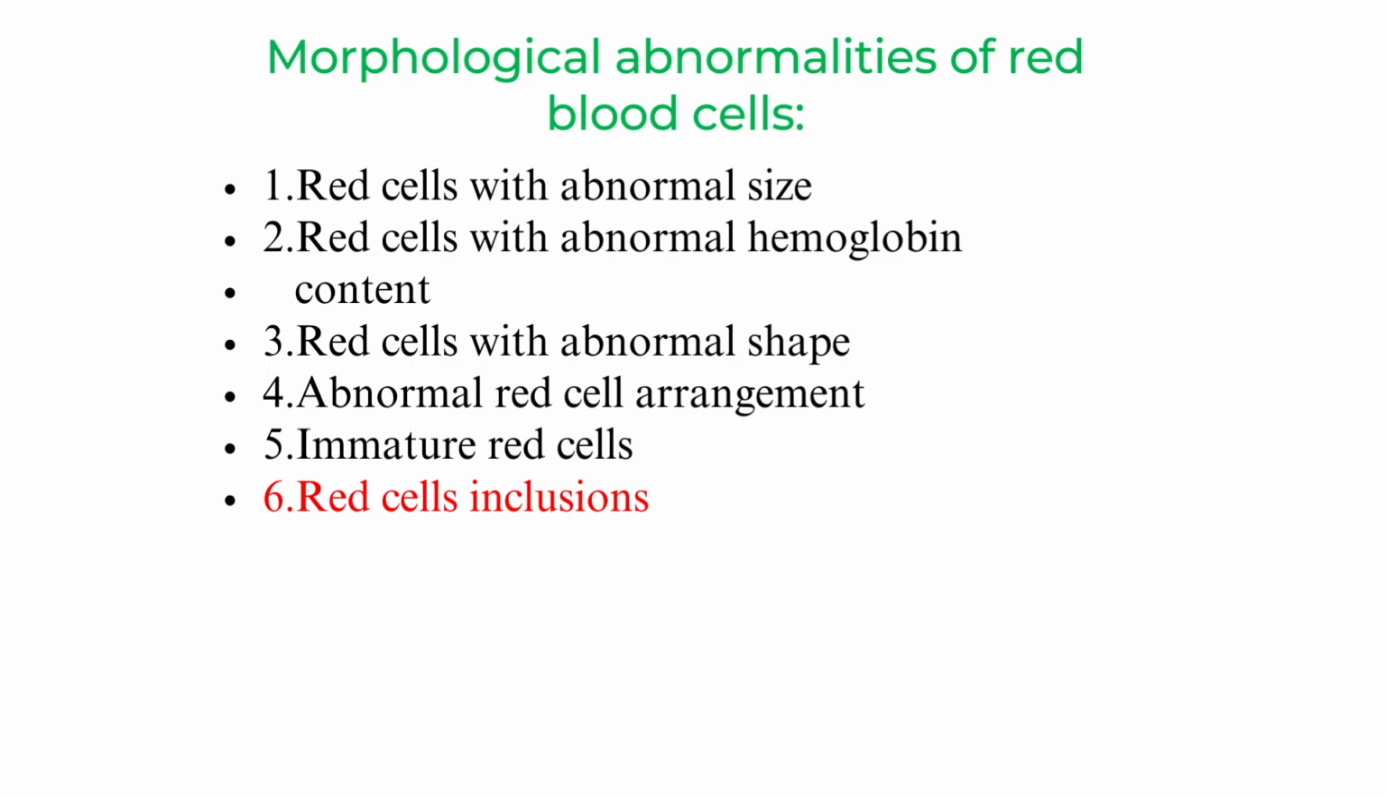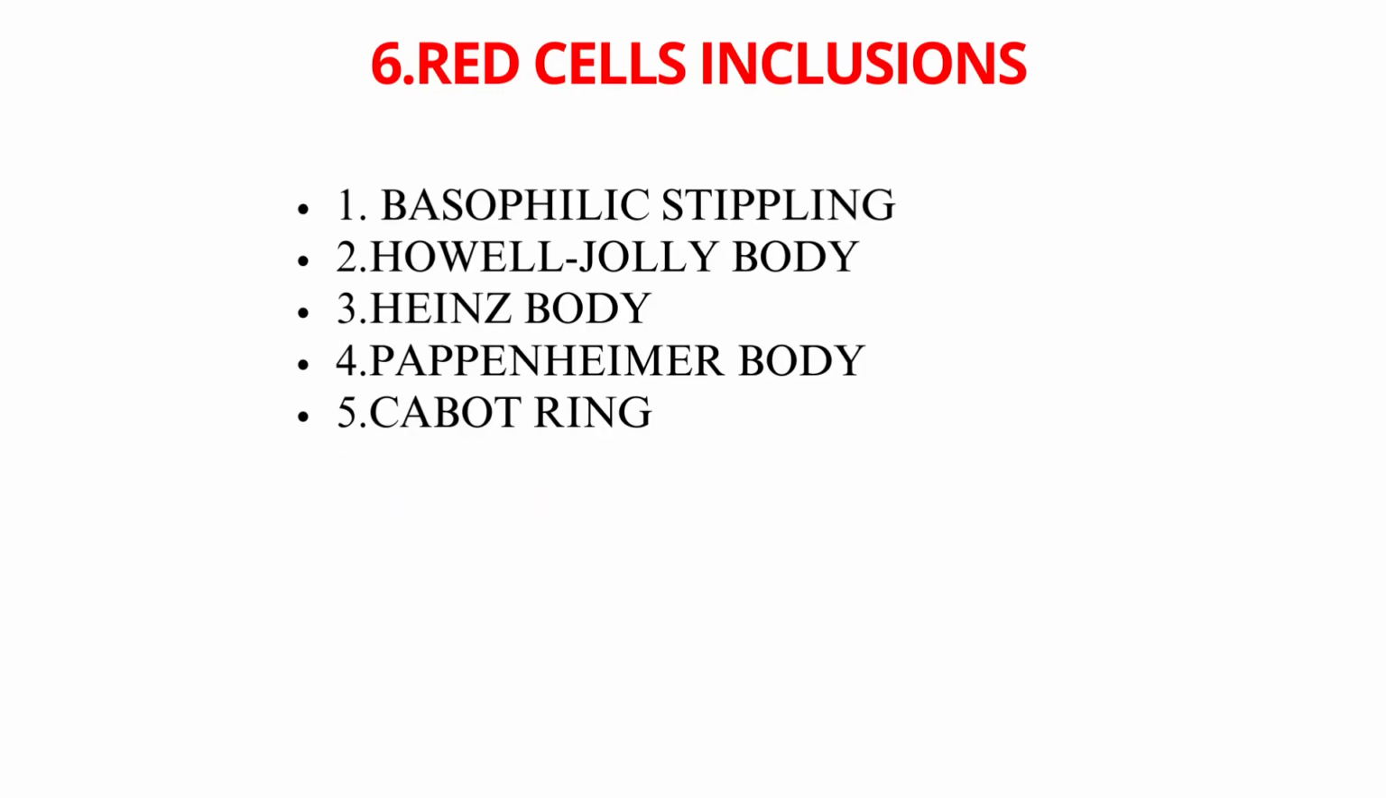Now coming to red cell inclusions, so we have basophilic stippling which is RNA remnant, Howell-Jolly body DNA remnant, Heinz bodies denatured hemoglobin, and Pappenheimer bodies iron, Cabot ring mitotic spindle remnants.